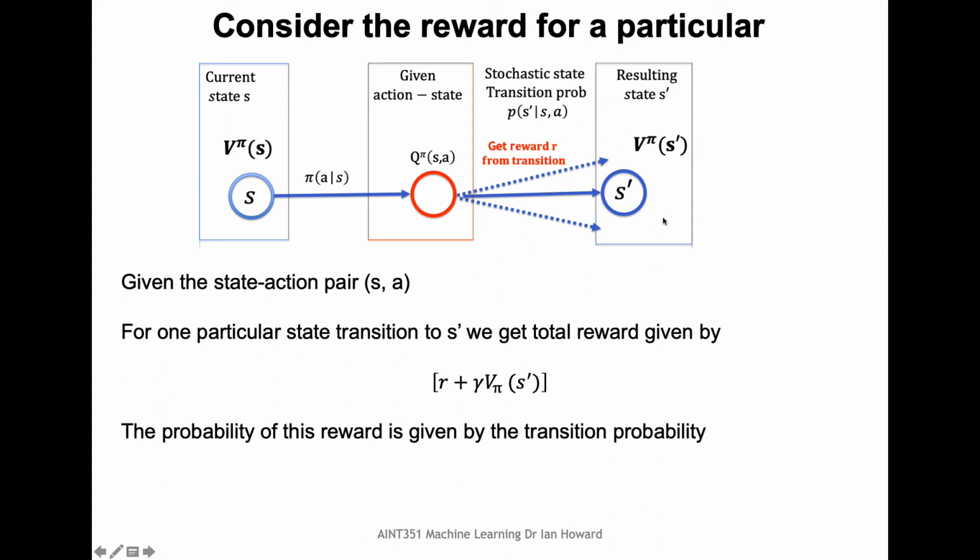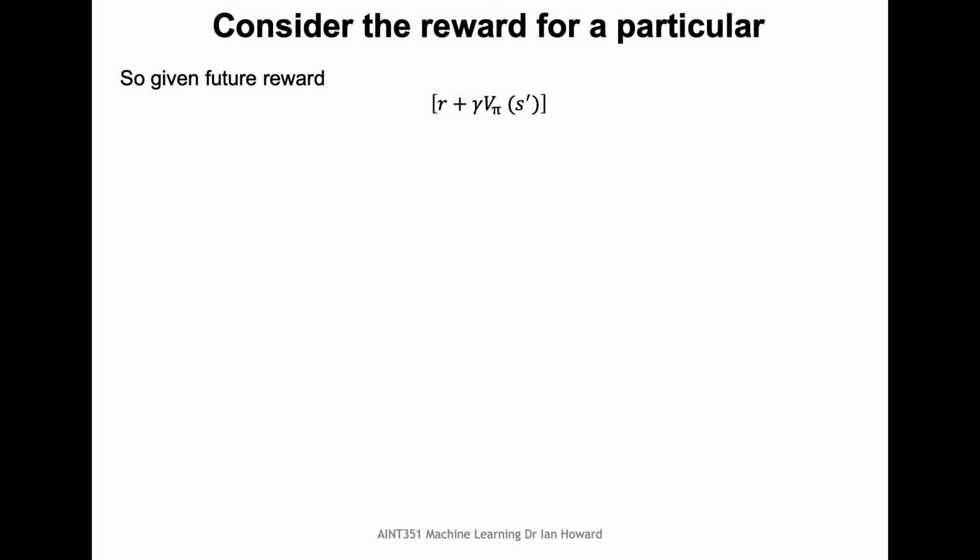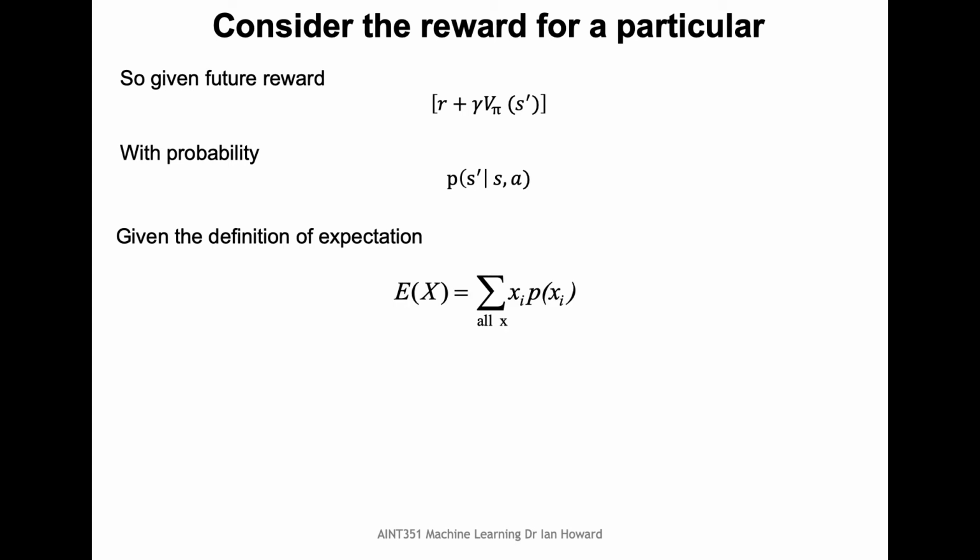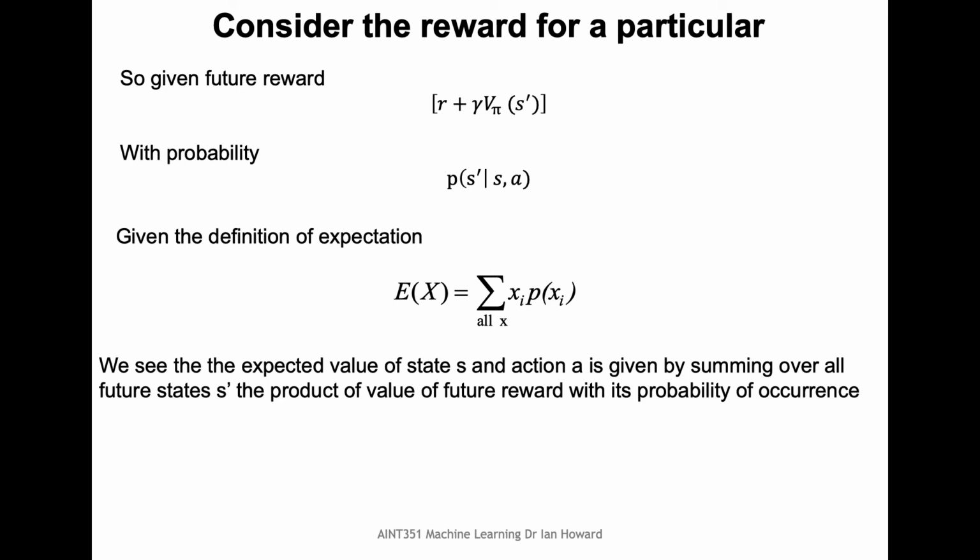The policy doesn't come into the probability of this reward because we're already given the A. The only thing that affects where we end up is the transition probability. So the probability we get this reward is P of S prime given S and A. It's just the probability distribution over the future states S prime, given that we were in S and took action A. Given that's the future reward and that's the probability, we can use the definition of expectation to calculate the expected value of the state action pair. We do that by summing over all the possible future states S prime, and multiplying the future reward by the probability of it occurring.